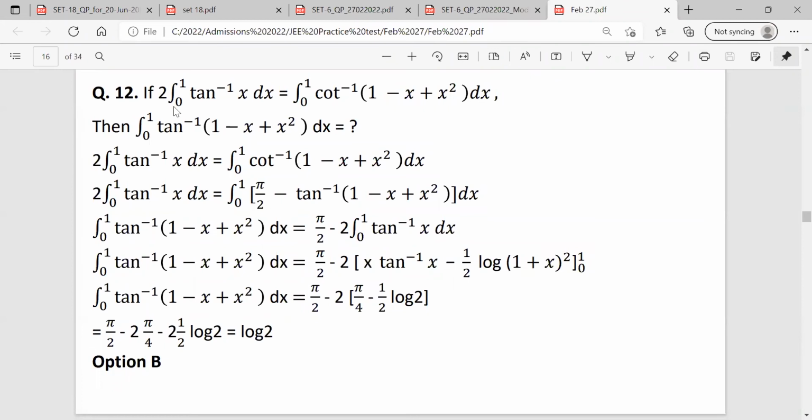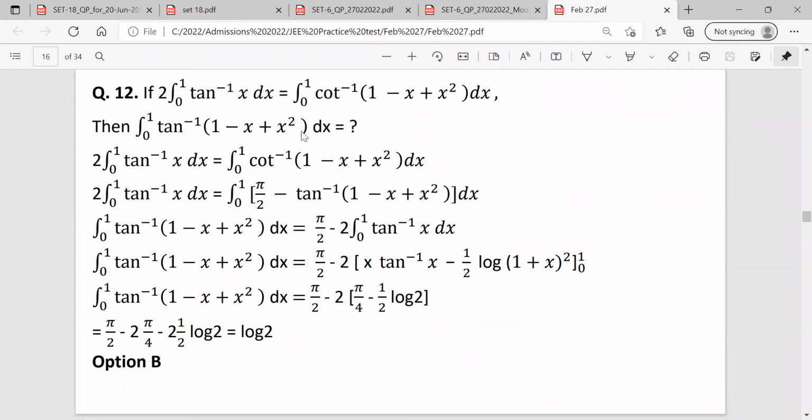If 2 into the integral of 0 to 1 of tan inverse x dx equals the integral of 0 to 1 of cot inverse of (1 minus x plus x square) dx, so we have to find tan inverse of this. We can simply rewrite what is given in the question: 2 into the integral of 0 to 1 of tan inverse x dx equals the integral of 0 to 1 of cot inverse of (1 minus x plus x square) dx.